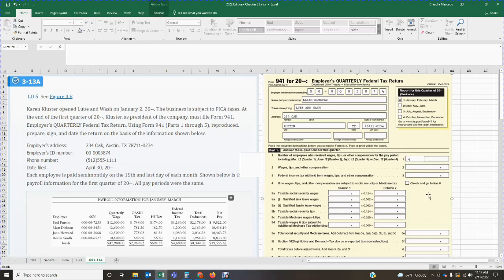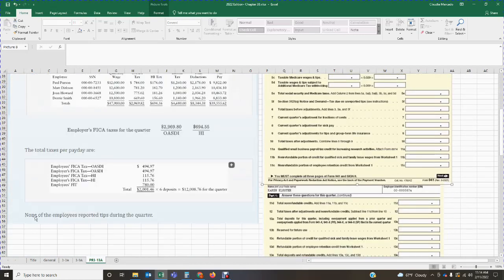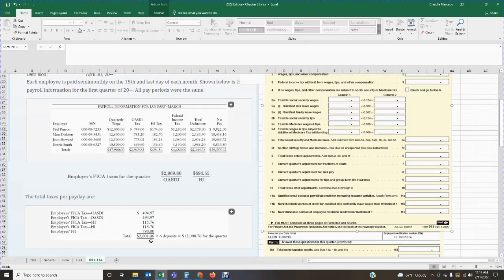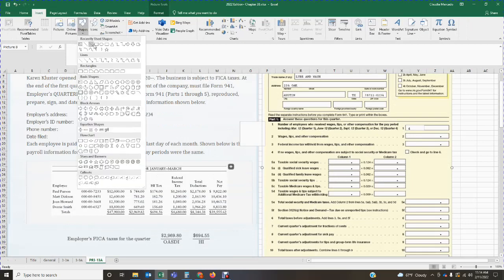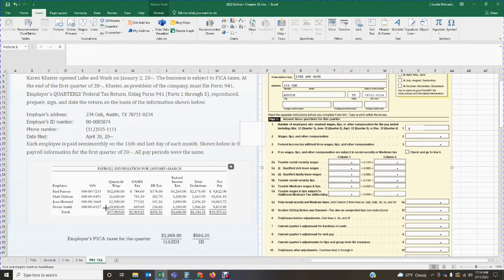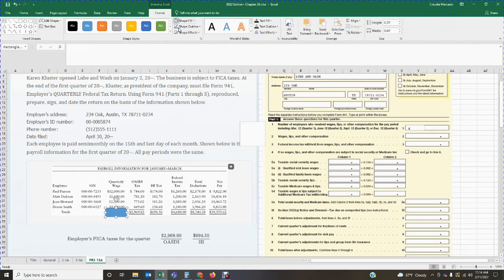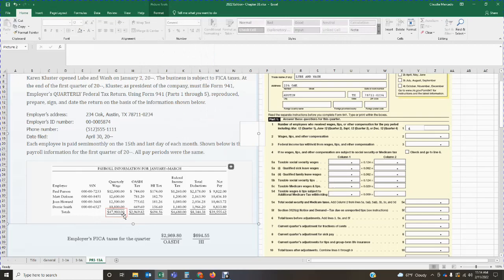Okay. We've got wages, tips, and other compensation. Okay. So we know that in this particular problem there is no tips because the problem says down here none of the employees reported tips. So there is no tips associated, but they're just wages. But the amount of the wages is provided to you right here. Quarterly wages. Okay. So where am I getting that number? I'm getting it from right here. 47,900 is your quarterly wage. Okay.